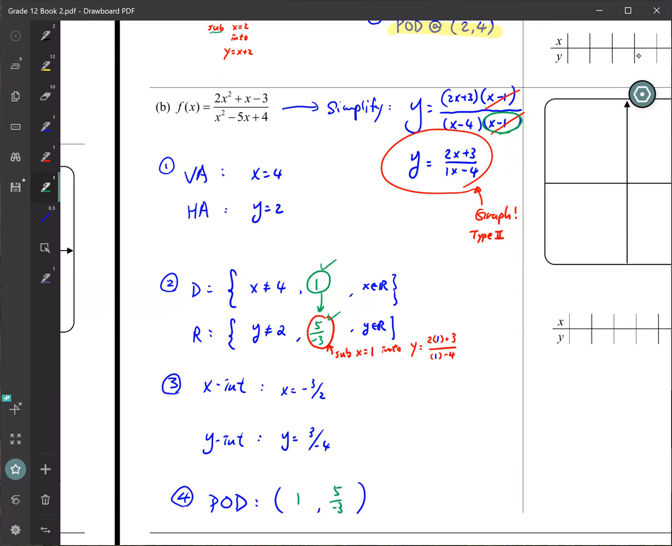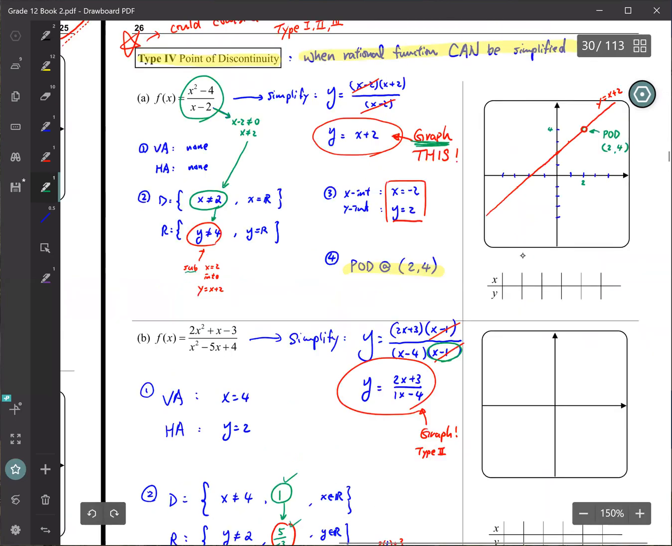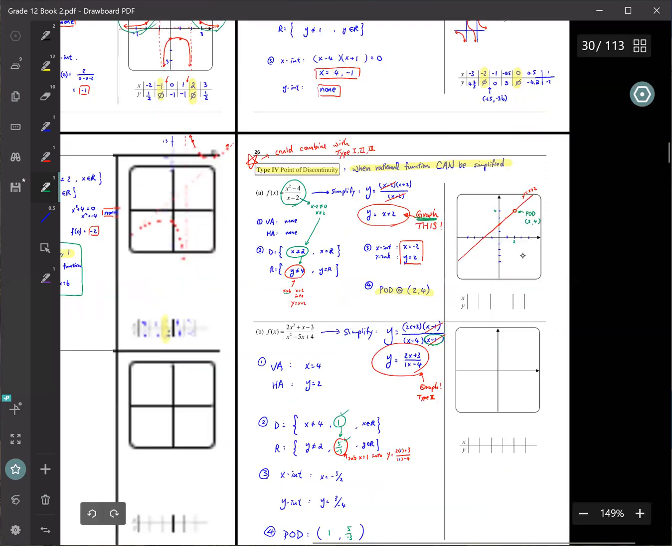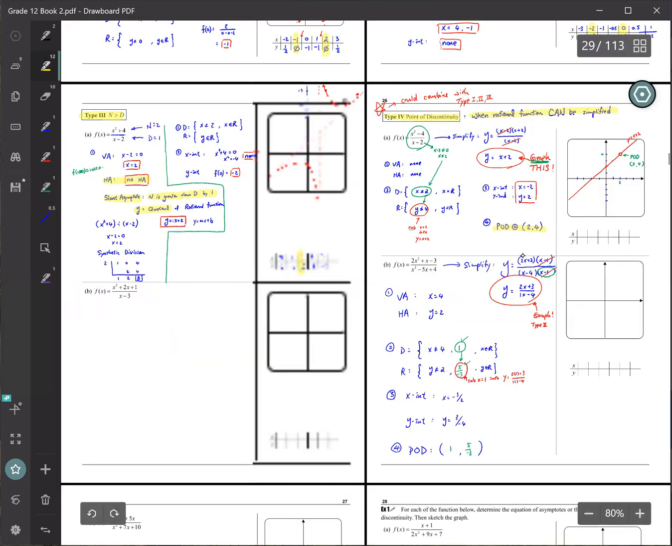Yeah. Okay. So same thing before, right? Try to look back and forth. The POD that you got, 2, 4. 2, 4 is inside the domain range, right? X cannot be 2, y cannot be 4. Okay? So POD.